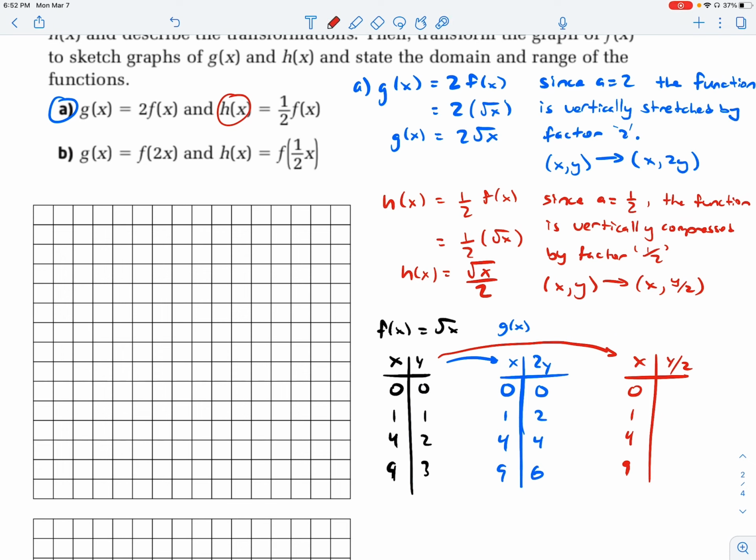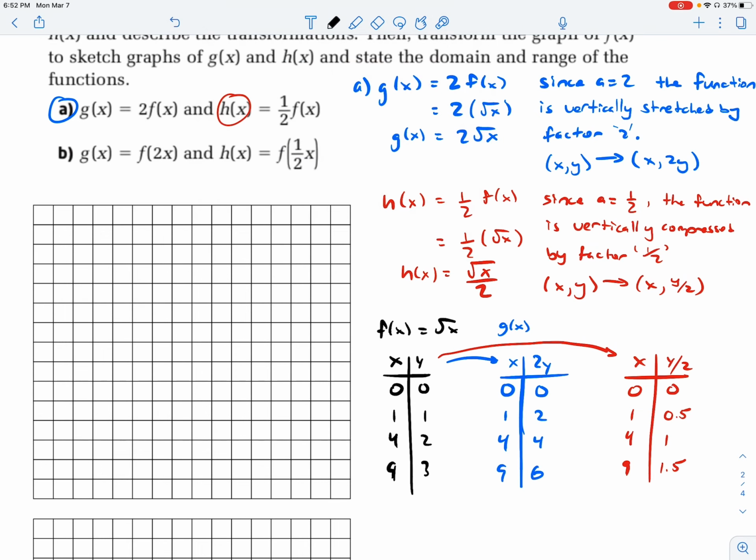So 0 over 2 is 0. 1 over 2 is a half. You can write it as a half, or you can write it as 0.5. Both are okay. We're just using these to get a graph. 2 over 2 is 1, and 3 over 2 is 1.5. So those are all my ordered pairs.